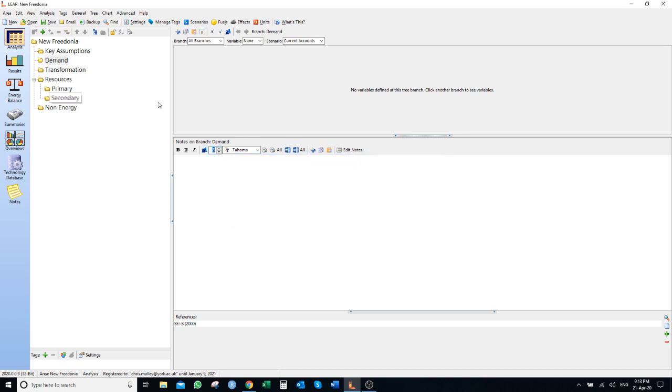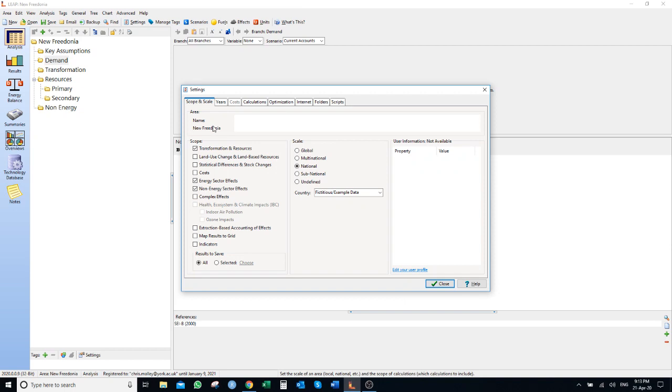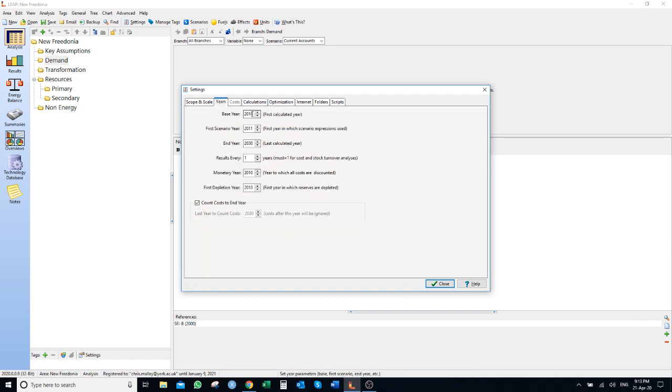And the first thing we're going to do is look at the basic parameters or the settings screen to select the time period that we want to look at for our analysis. So I'm going to click on settings, and under the years tab, choose 2010 as my base year. It's already in there. 2011 is the first scenario year, so that's when I'm going to start my projections from. And I am going to set 2040 as the end year. So I'm going to change the end year to 2040.